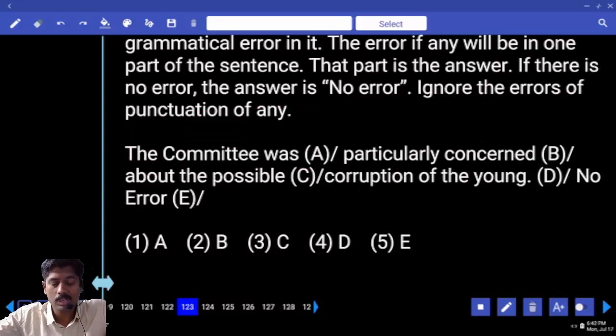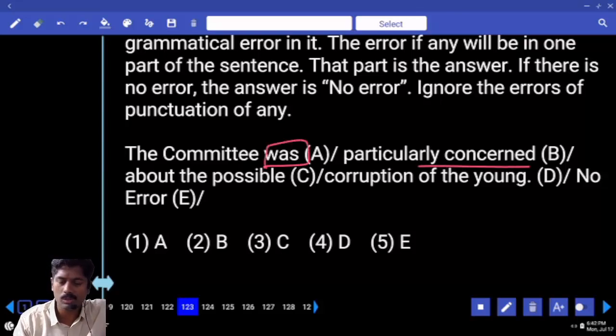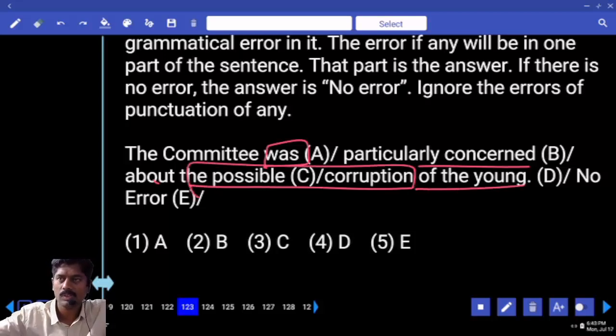The committee was particularly concerned about the possible corruption of the young. Answer. Why? Okay, first one, why? Is. Anything else? Anything else, committee? There is no proper time indicator. It can be past or it can be present. Committee was particularly concerned about the possible corruption of the young. Answer.